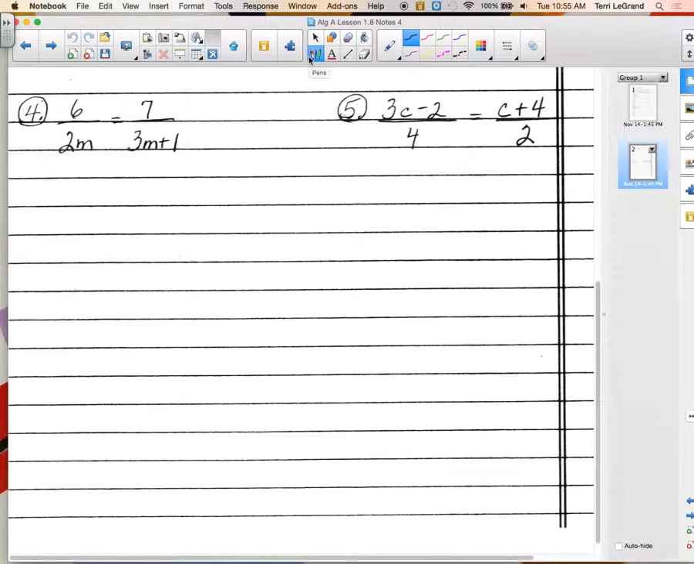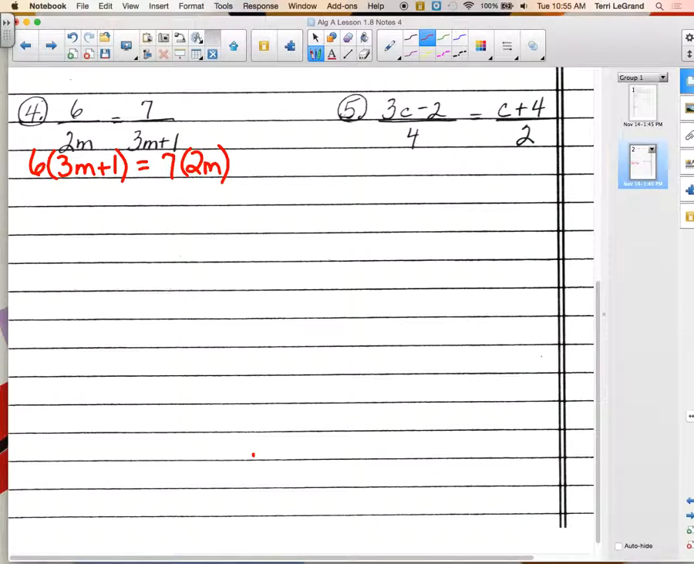Okay, so somebody give me a set of cross products we can set up here for this problem. Jesse? 6 and then in parentheses 3m plus 1. Okay, 6 times 3m plus 1 with the 3m plus 1 having to be in parentheses. And then Jesse, what would the other side be? Equals 7 in parentheses 2m. Okay, so we can show parentheses for multiplication also.